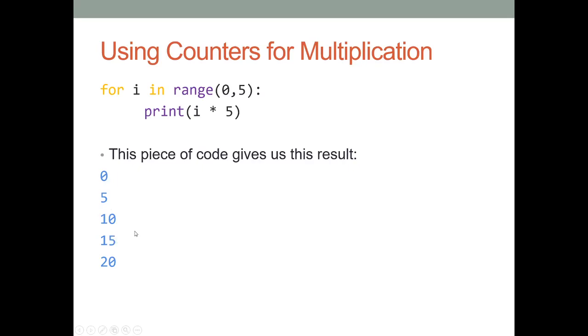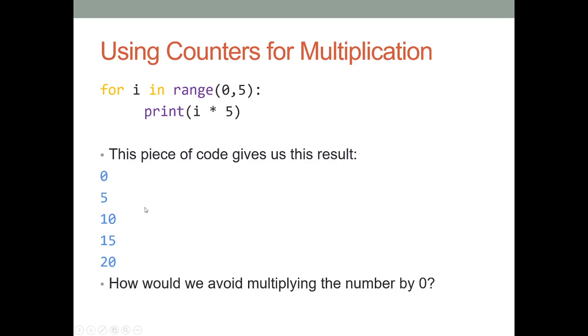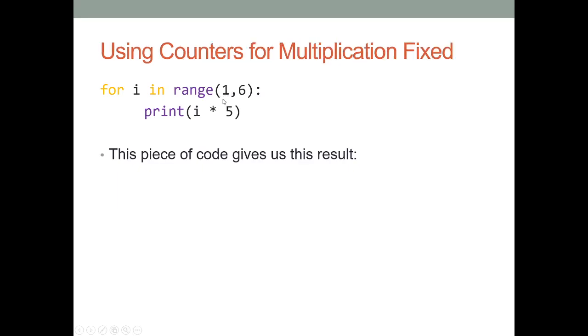Now, the question I'm going to ask is, how would we avoid multiplying the number by 0? I feel a bit like Dora the Explorer here, waiting for an answer. Hopefully, you've figured out the answer is to change this number, 0, to 1 here. So now it will do 1 times 5, 2 times 5, and so on. And then, like I said, it doesn't go up to 30 because it stops 1 early.